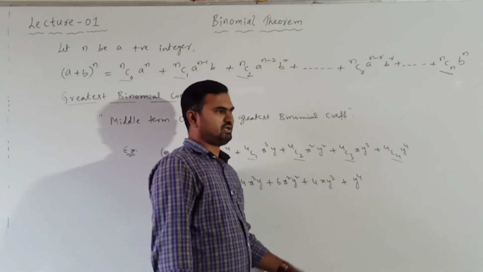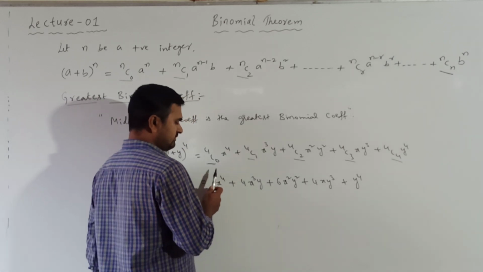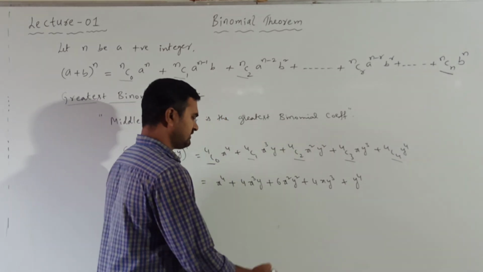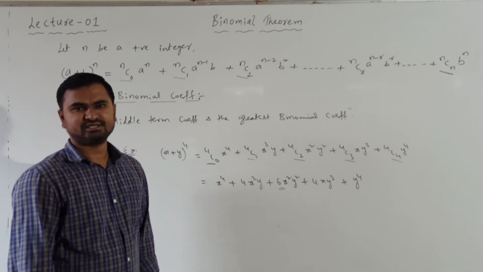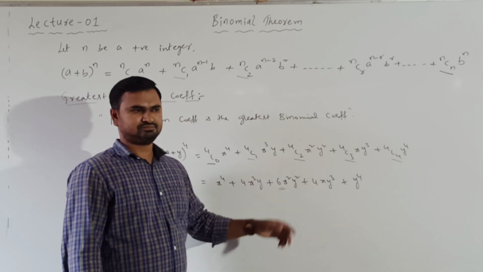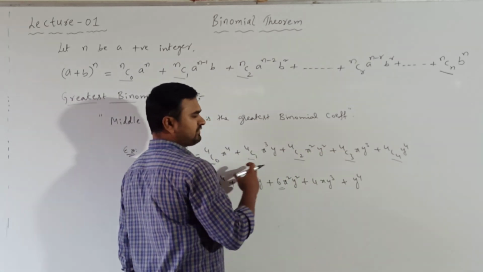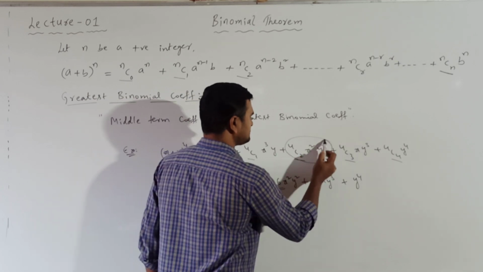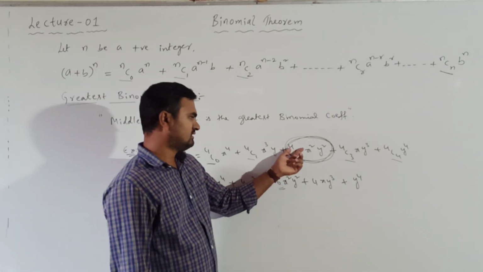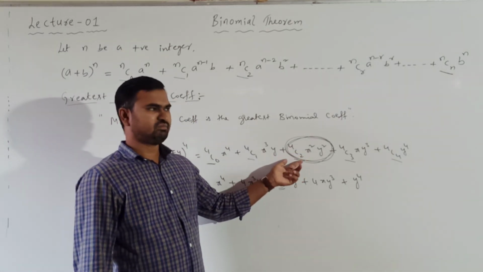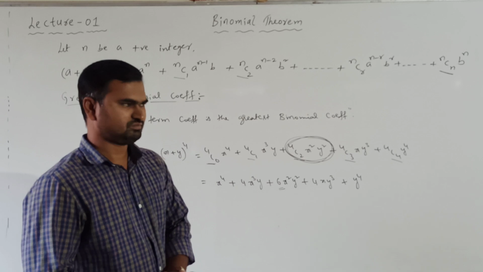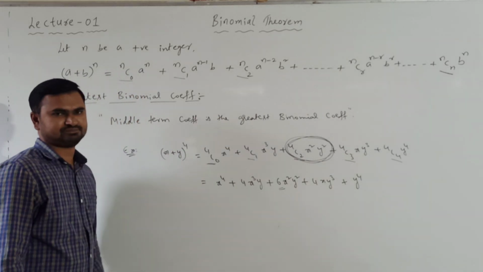Now in this expanded form, what is the greatest binomial coefficient? The binomial coefficients are 1, 4, 6, 4, 1. So out of all these, the greatest binomial coefficient is 6, which is 4C2, and it is obtained in which term? There are a total of 5 terms in the expansion, and the greatest binomial coefficient is obtained in the middle term. So the middle term binomial coefficient will be the greatest binomial coefficient in any expansion we get. Try to remember this concept.